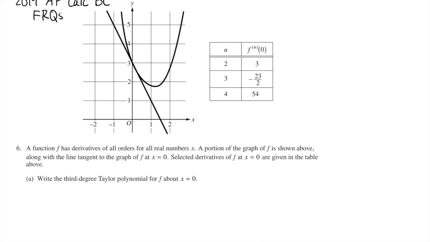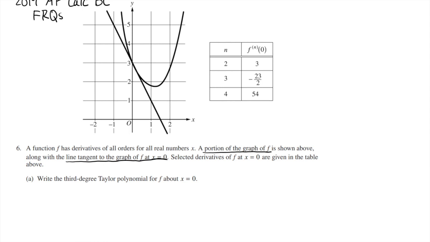All right, so they say that a function f has derivatives of all orders for all real numbers x. So that just means you could take as many derivatives as you possibly want, and you can plug in any x value into any of them. A portion of the graph of f is shown above, along with the line tangent to the graph of f at x equals 0. Okay, so this portion must be the graph of f, or a portion of it, and this line must be the tangent line.